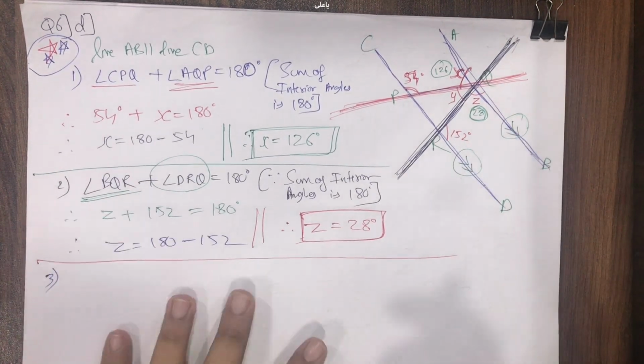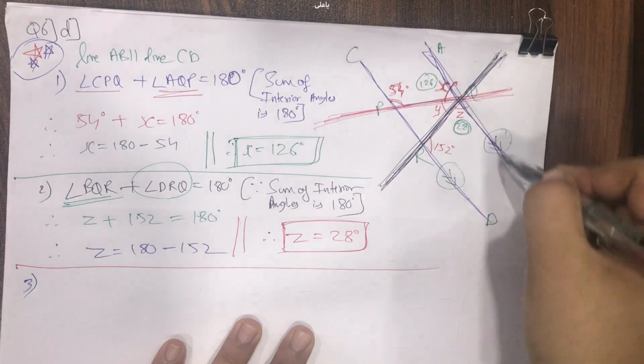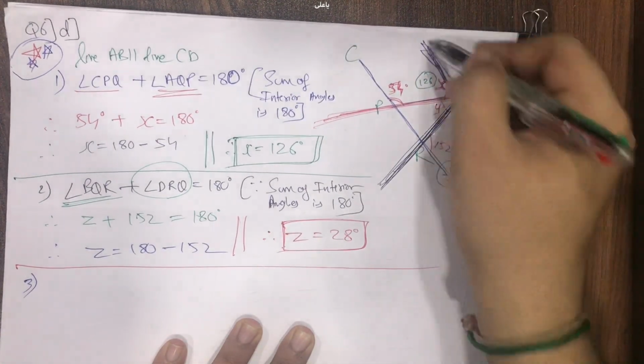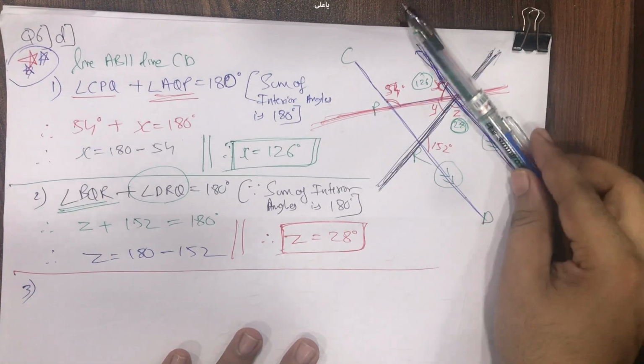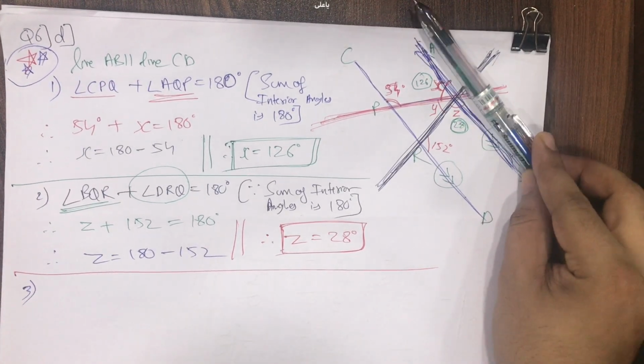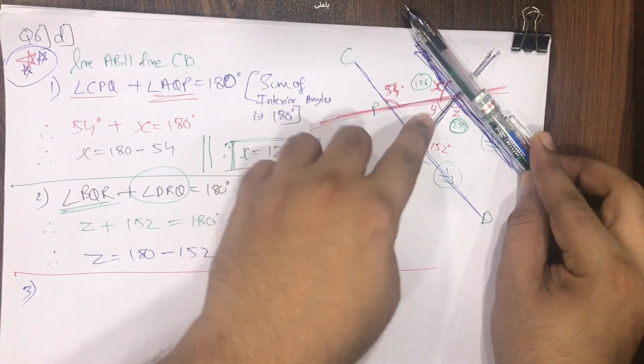Students, please see here now. This is one of our lines. I'm highlighting with the blue color. The name, AB, is the line. I'm keeping a pen over here. There are three angles over here. If you see, one is X, one is Y, and one is Z.